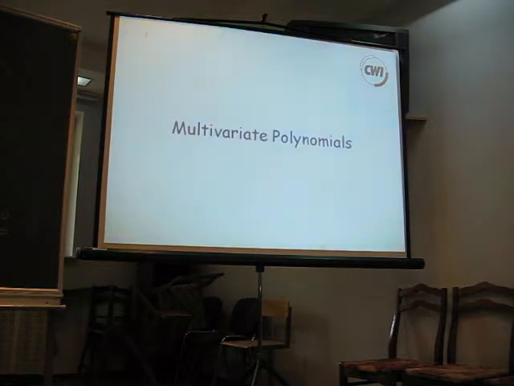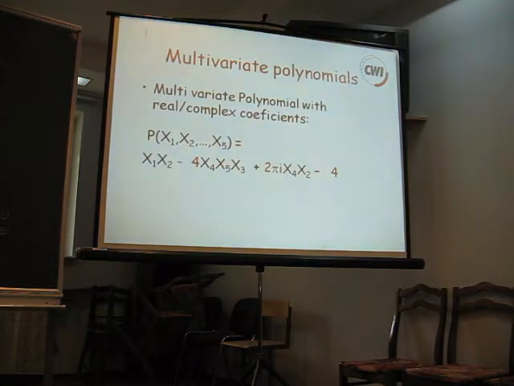Okay, so the next ingredient that I need is multivariate polynomials, and somehow I have the feeling that you all know about this, but nevertheless I will slowly go through it. And if it's going too slow, then speed me up. In general, a multivariate polynomial is a polynomial that depends on more than one variable, like 5 in this case, for example x1 times x2 minus 4 times x5, etc.